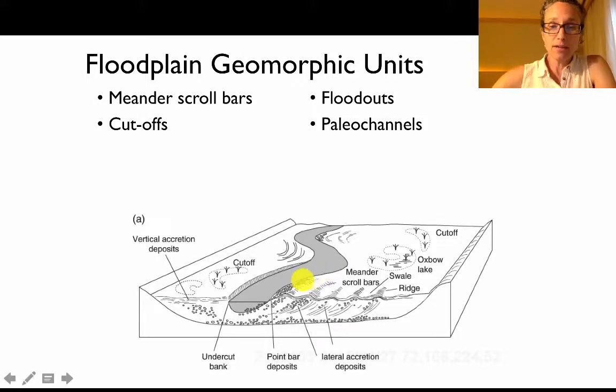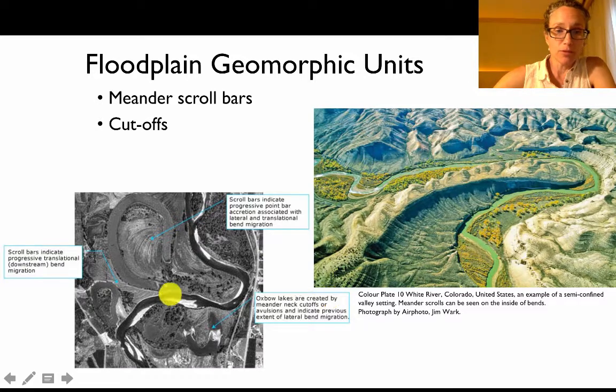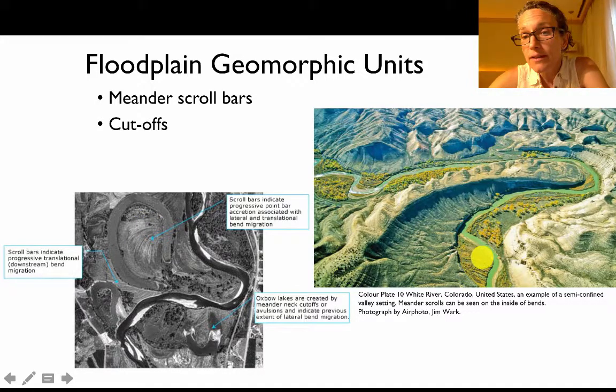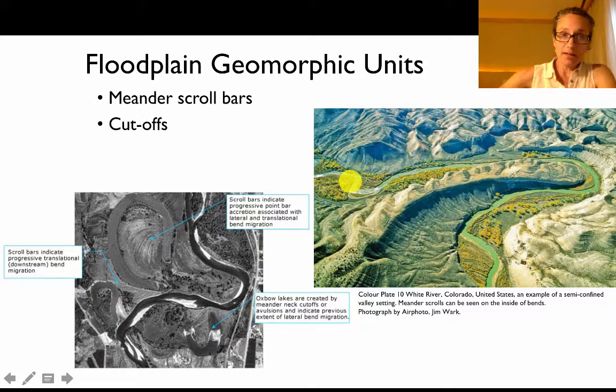So what are the kinds of geomorphic units that we see on floodplains? We can have meander scroll bars, which are a result of our floodplain deposits. So with time, the river is moving across the floodplain, depositing on the point bar, and as it does so, it creates these deposits that form a kind of scroll-like pattern. Here we go. So here's some good examples of scroll bars. And over here, right there, and on the inside of this meander, and there's some right there. So they form on the point bar side, and they're a result of the channel moving across the floodplain.